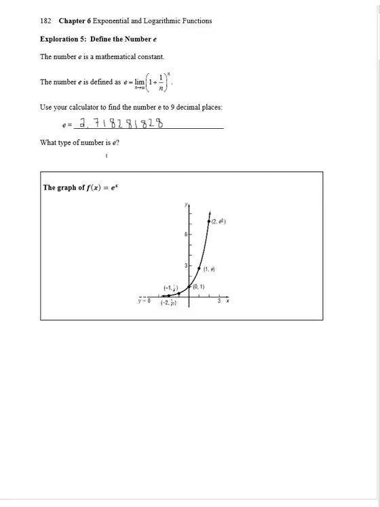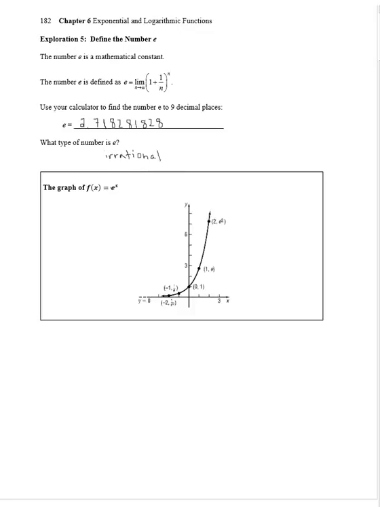Now, e is an irrational number, meaning it cannot be represented by a fraction. I know that it looks like it starts to repeat, 1828, 1828, but it doesn't. Further out here, it stops repeating. So it cannot be a rational number.